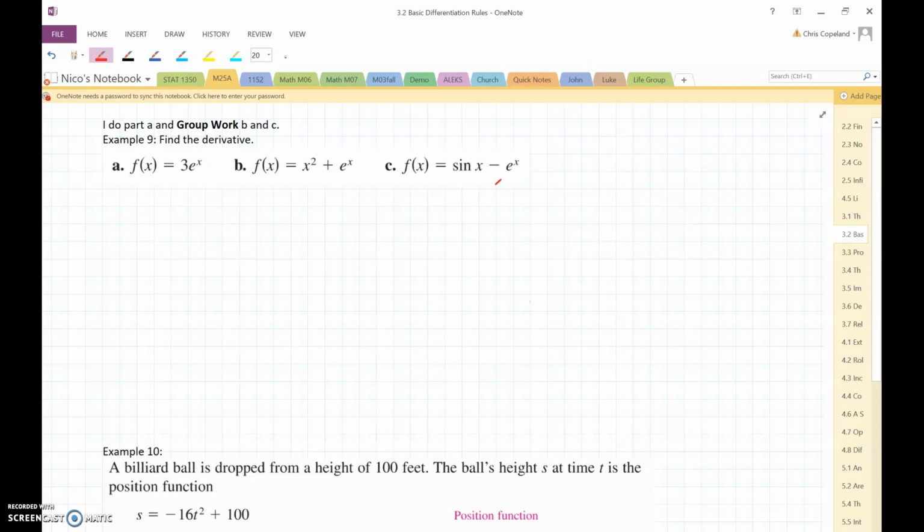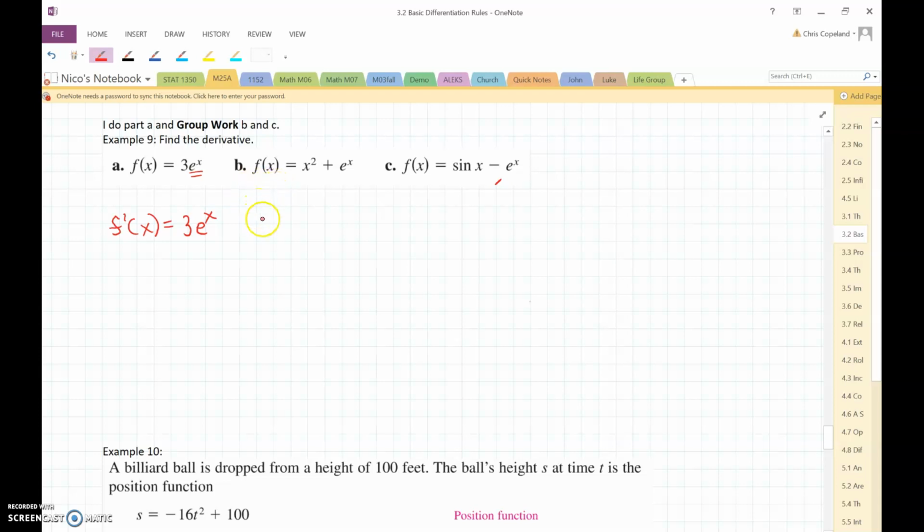Example 9. Find the derivative for each of these. So part A, f of x equals 3 times e to the x. So the derivative rule here, 3 is a constant, and then the derivative of e to the x is e to the x.